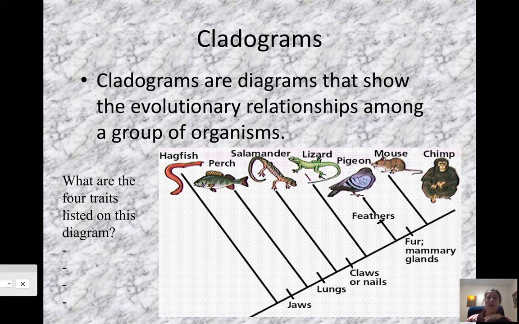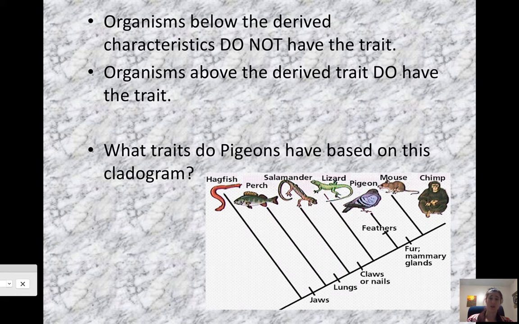So here's another cladogram. They're just diagrams that show evolutionary relationships between a group of organisms. The 4 traits that are listed on this diagram are jaws, lungs, claws or nails, and fur and mammary glands. So organisms that are below that derived trait, if we look at jaws on this, that means that anything that's below that doesn't have that. So hagfish don't have jaws. Perch don't have lungs. So if it's below that, it means that they don't have that trait. If it's above it, it means it does have that trait.